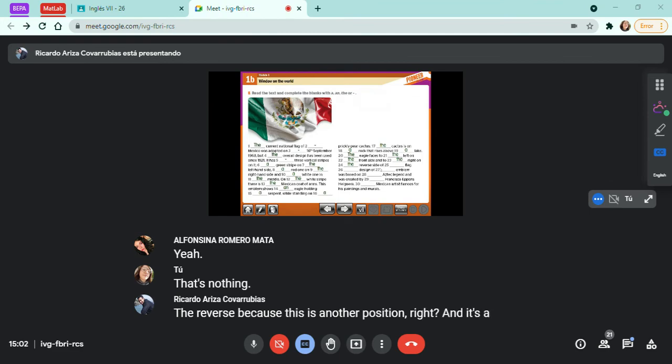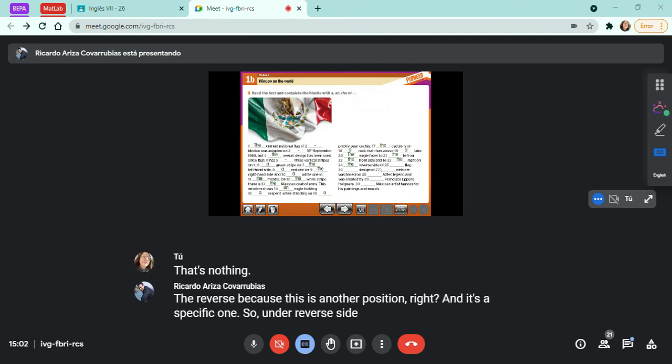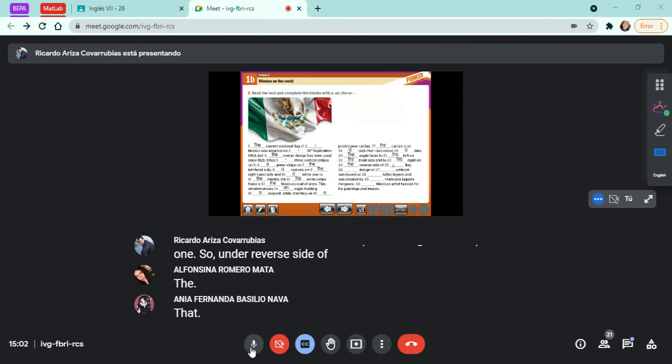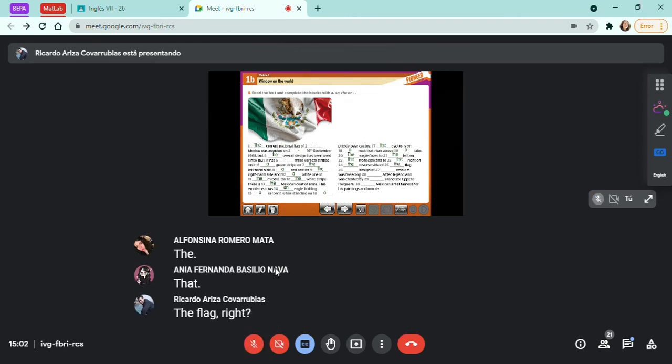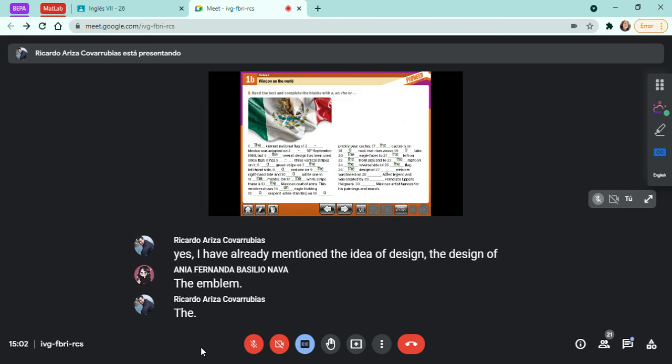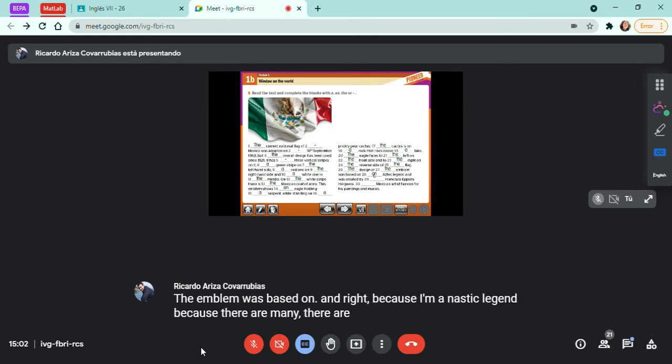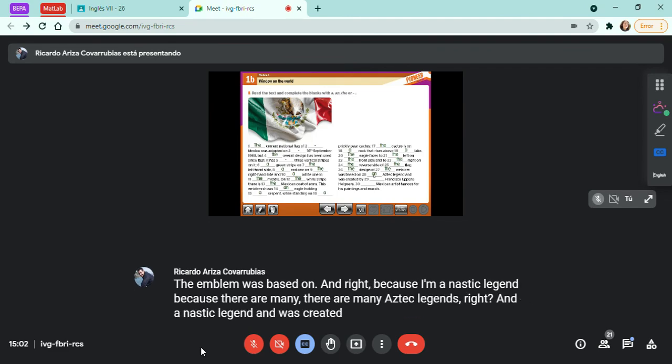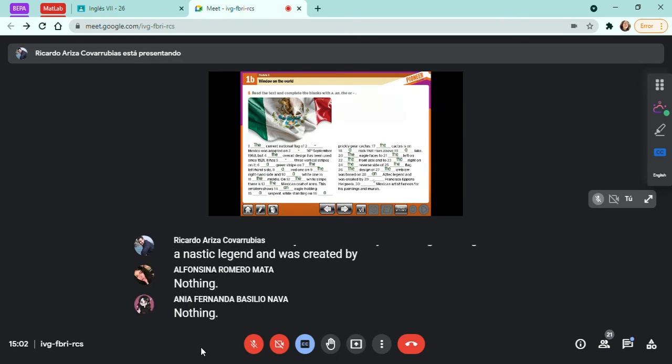It's a specific one. So on the reverse side of the flag, right? So the design, yes, I have already mentioned the idea of design. The design of the emblem was based on an, right? Because an Aztec legend, because there are many Aztec legends, right? An Aztec legend and was created by nothing, nothing, right?